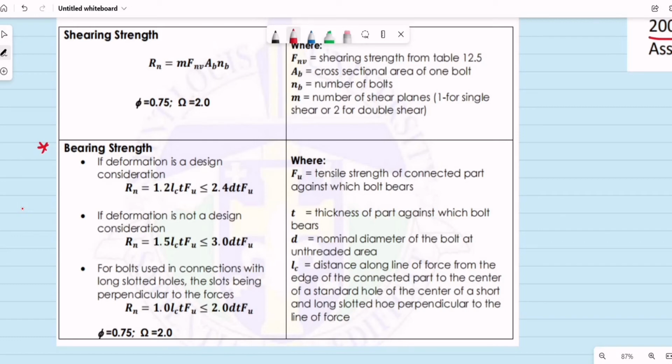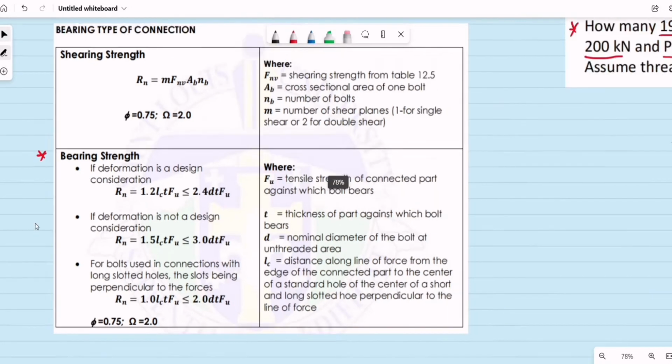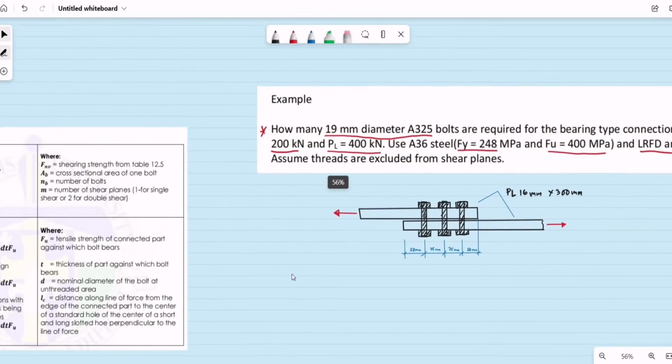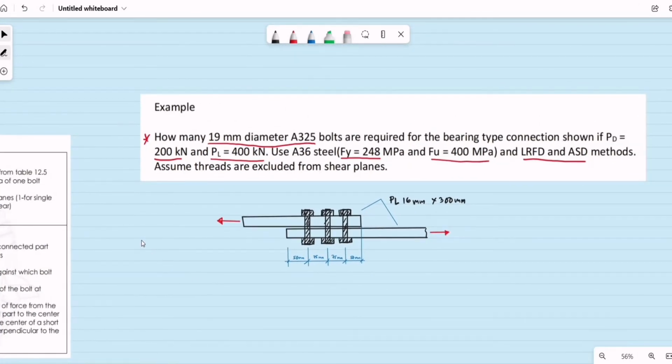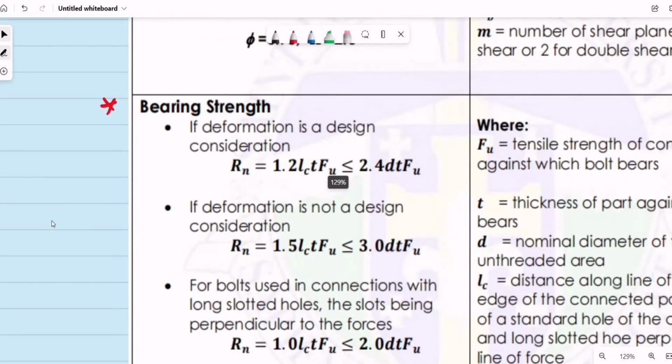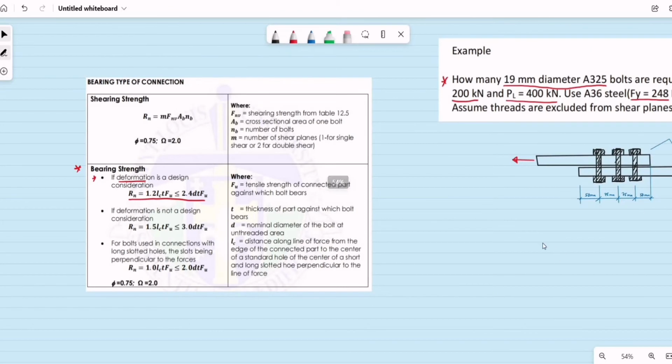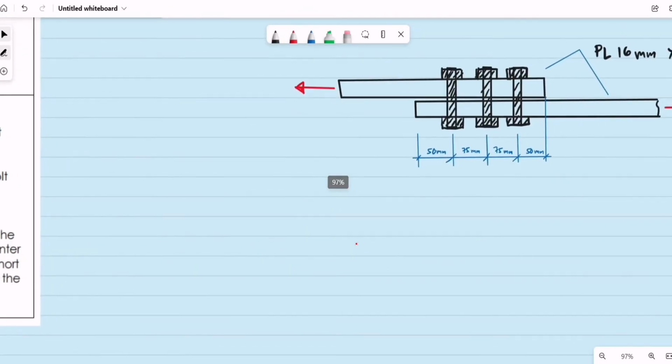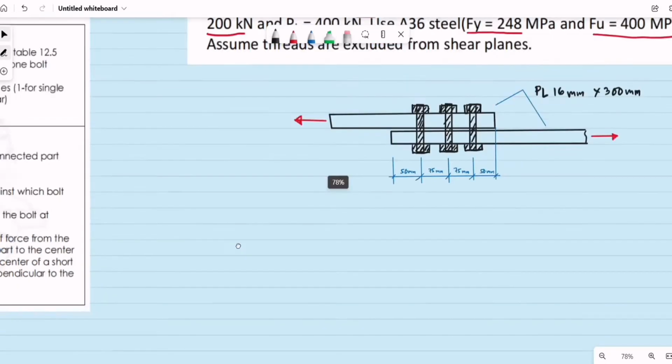Okay, so for the bearing strength, again, we have three conditions. But for this problem, it is not indicated if we are to assume deformation is a consideration for the design. But I think it is ideal that we should consider deformation as a design consideration. So therefore, I will be using this equation for the reaction, or that is the R sub n, the load to be carried by one bolt. Okay, so let's start with our solution.